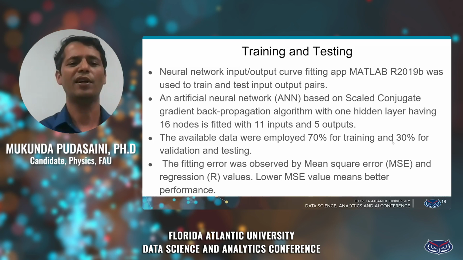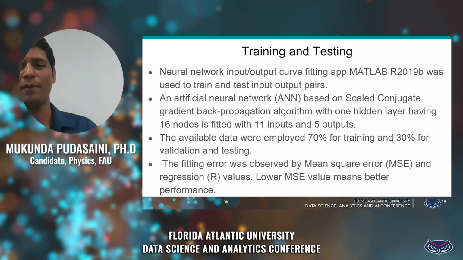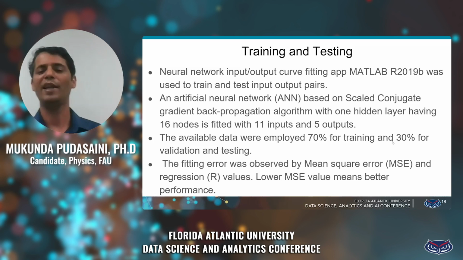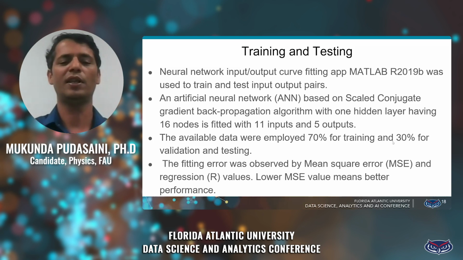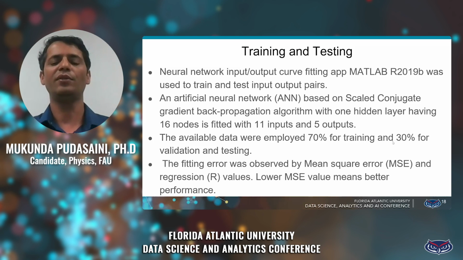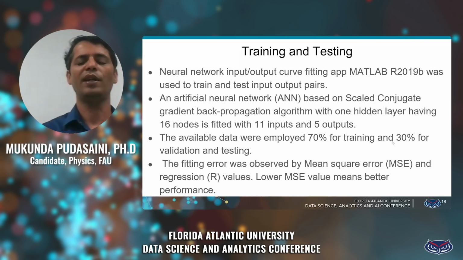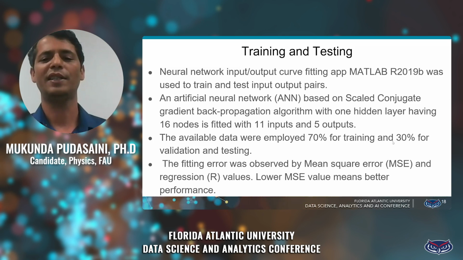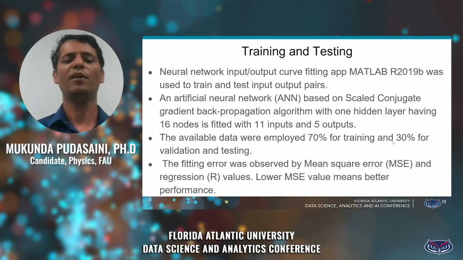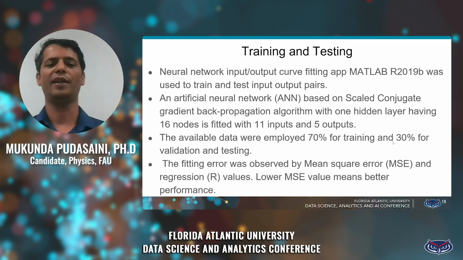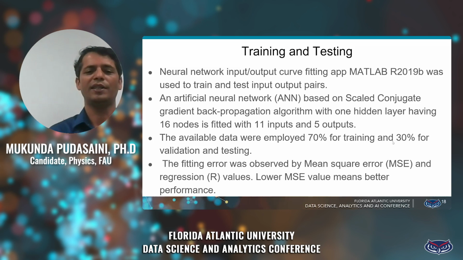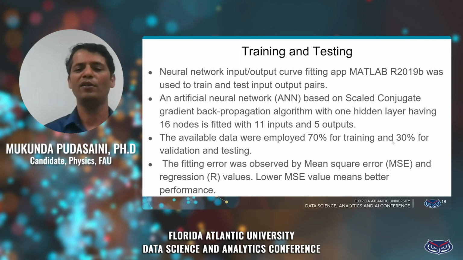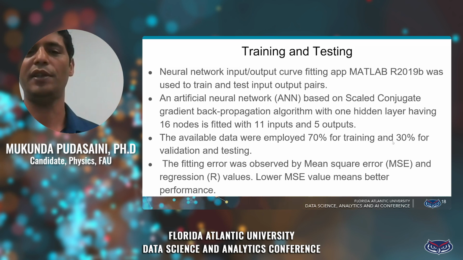We use scale conjugate gradient backpropagation algorithm with 1 hidden layer that has 16 nodes that is fitted with our 11 inputs and 5 outputs parameters. The available data were employed 70% for training and 30% for validation and testing. The fitting error was observed by mean square error with the regression values. Lower the mean square error values means the better is the performance of the network.